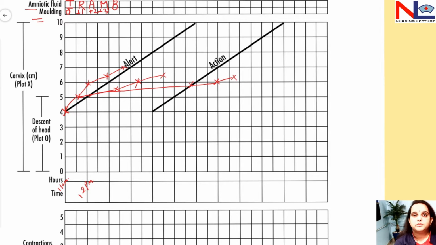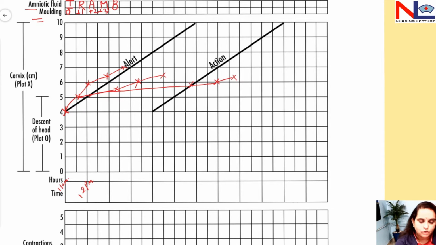So action could be taken by a skilled person depending on the condition, whether it is the latent, prolonged latent phase, or whether it is the protracted phase, or maybe it is the arrested phase. So depending on the labor condition, the person needs to take appropriate action. It could be amniotomy, that is the artificial rupturing of the fetal membrane, or it could be the oxytocin infusion, or it could be cesarean section. Depending on the condition, the obstetrician needs to take action.